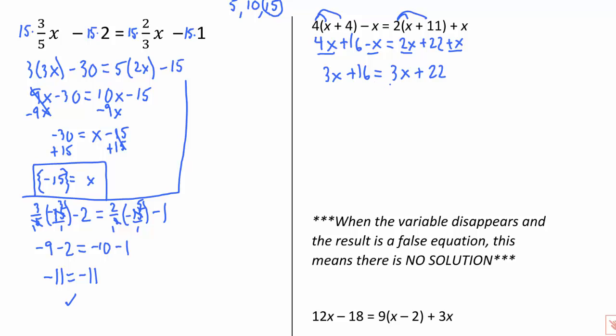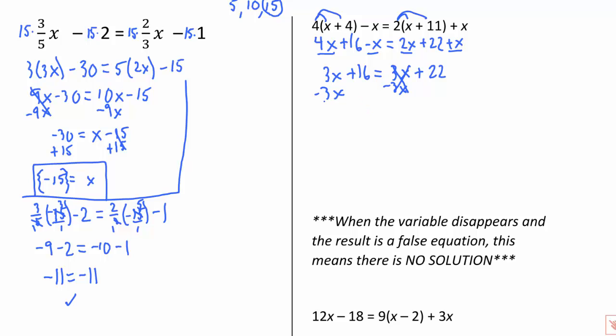We need to get all variables on one side now. That means that the x's need to go to one side. So I can either bring this 3x over here, or I can bring this 3x to the other side. I'm going to take this 3x and move it over, so I'm going to subtract 3x from both sides.